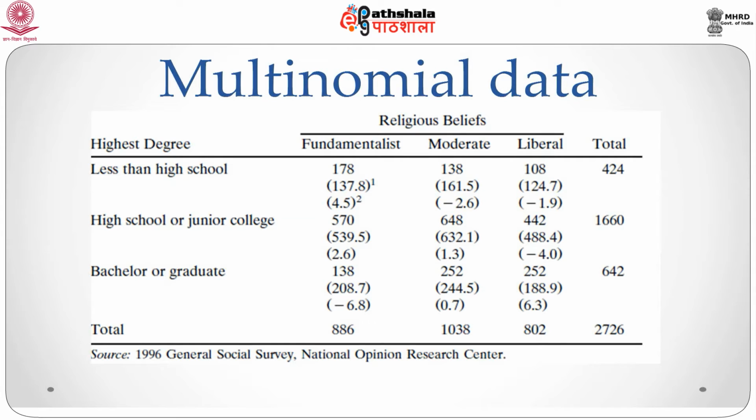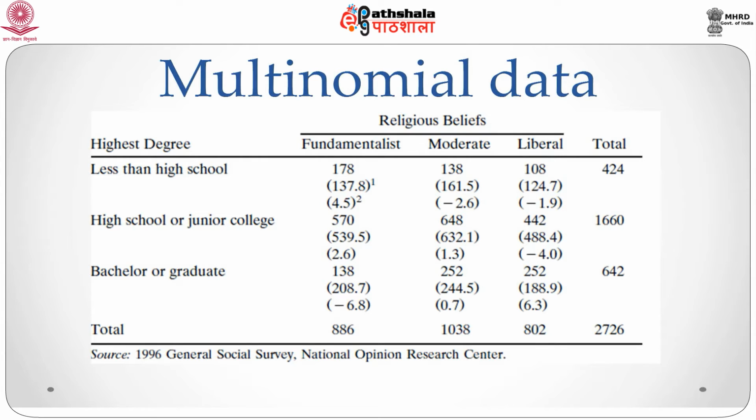The most popular and common kind of count data, of course, arises from a contingency table. So here is an example of a contingency table where we have looked at two factors: the highest degree which a person might have received, classified as less than high school or junior college, bachelor or graduate, and the person's religious belief, fundamentalist, moderate, liberal. The resulting classification is commonly referred to as a contingency table. The multinomial distribution is the natural model for this kind of table, and we shall see in this or in the next module the connection between the Poisson regression and multinomial data.